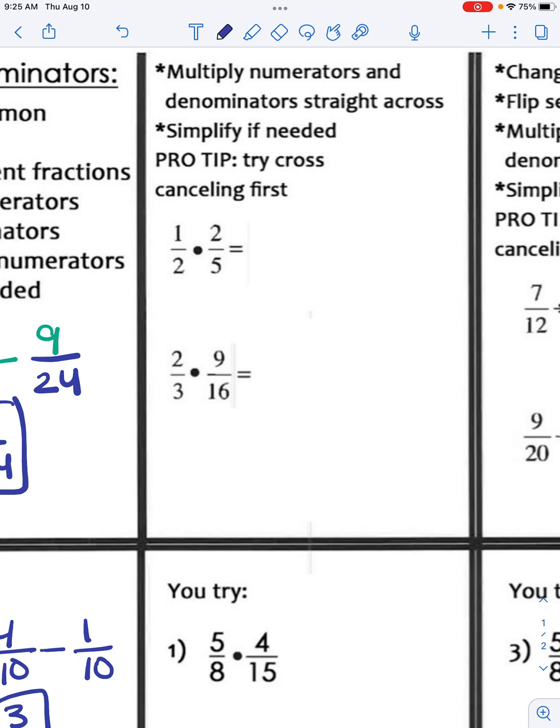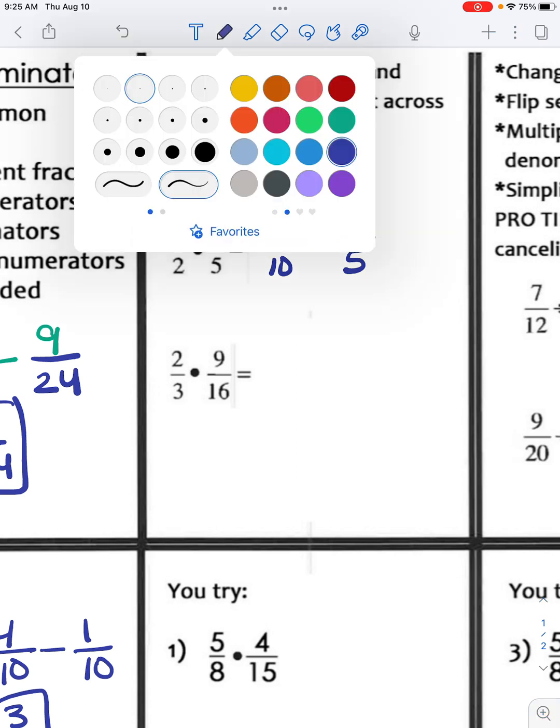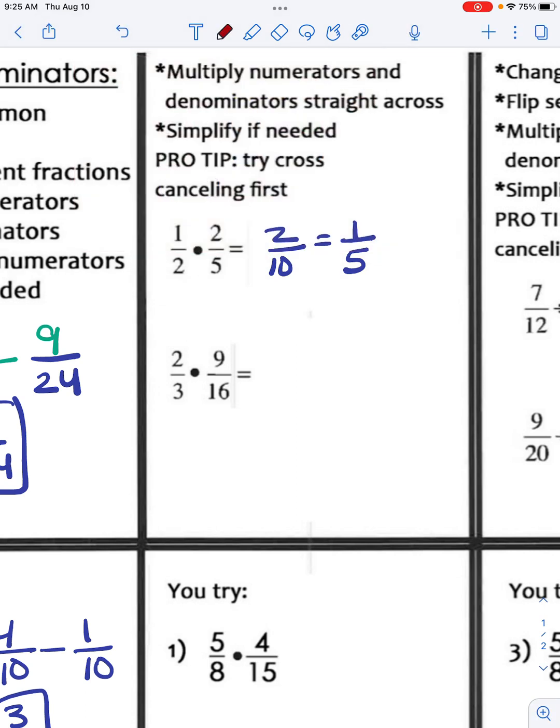You can just multiply straight across, like 1 times 2 is 2, and 2 times 5 is 10, and then simplify by dividing by 2. Or you can cross cancel, which I love because it means that you're simplifying less at the end and working with smaller numbers. You can say that 2 goes into 2 once, and 2 goes into 2 once, and then 1 times 1 is 1, and 1 times 5 is 5. Same answer, right? But smaller numbers to work with.